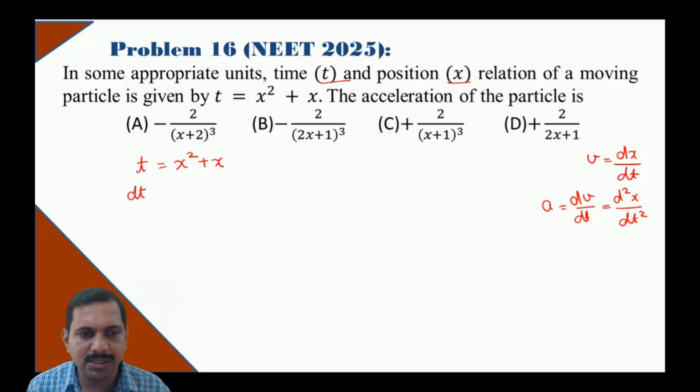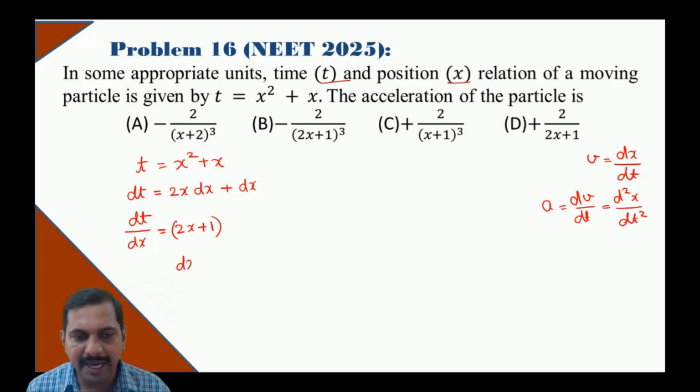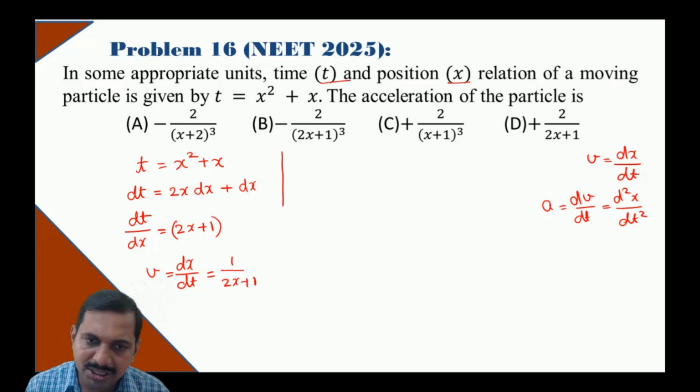So here one of the ways is dt. When you differentiate time, it is dt, small difference. And this x square will become 2x into dx plus here x would be dx. So we get dt by dx is equal to 2x plus 1, right? So if this is the case, then my dx by dt, which is actually the velocity, right? Velocity is equal to 1 by 2x plus 1. Now we have to differentiate this again, that's it.